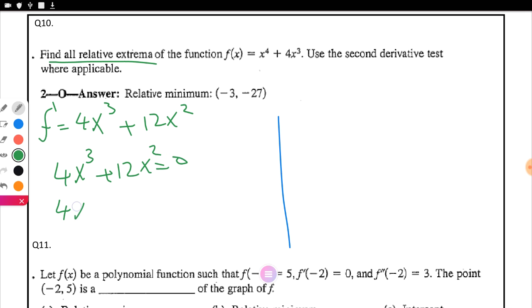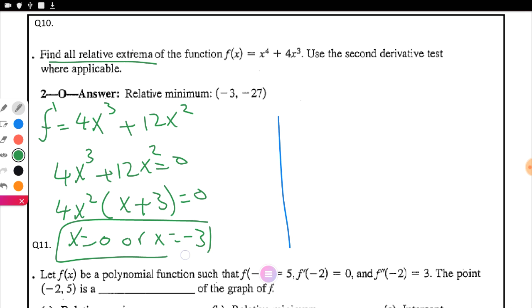Take 4x^2 as a common factor. x plus 3 equals 0. So x equals 0 or x equals what? Negative 3. As you see here, we have two critical numbers.